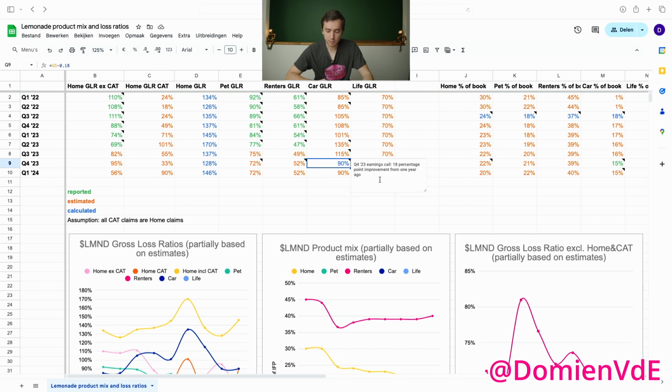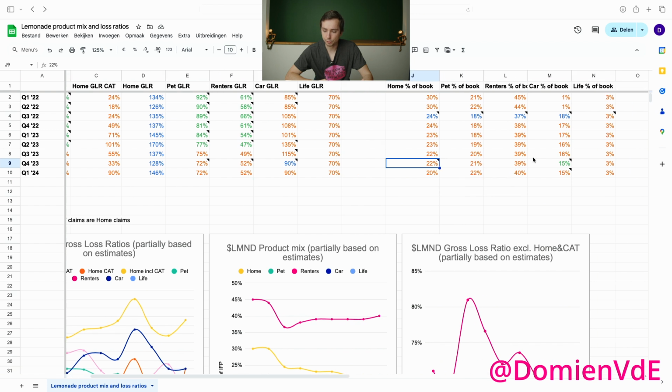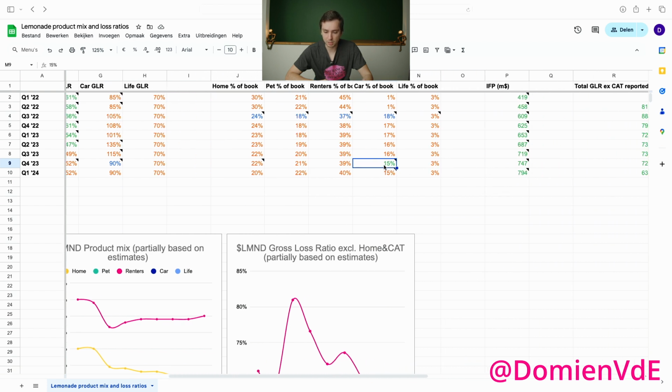Here the 90%, they said the car gross loss ratio had an 18 percentage point improvement from 1 year ago. So they were at 108%, now they are down to 90%. So as you can see, there are some notes here and there, right? From here, for example, this 15 is a green number. This was given to us on the Q4 23 earnings call, that car was then 15% of their book. So we know at Investor Day it was 18%. Here it is 15%. So there's a gradual reduction down to this 15%.